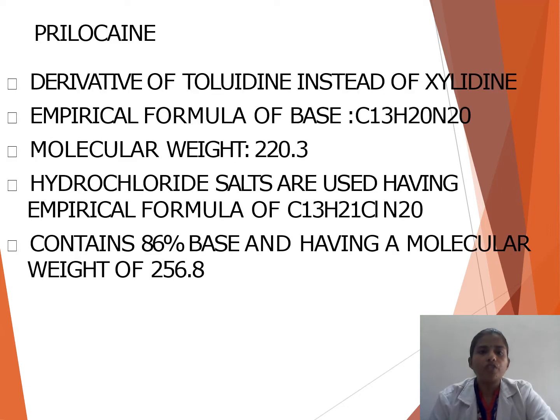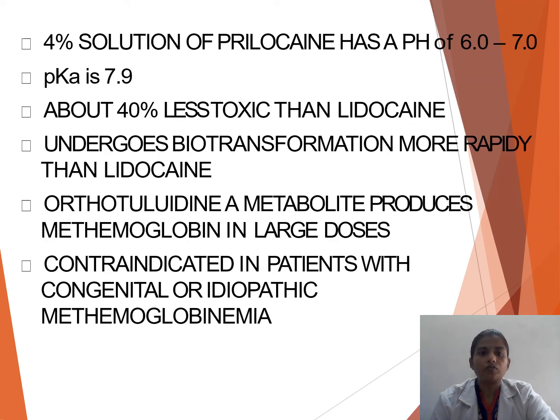Next, we are going to see about prilocaine. It is a derivative of toluidine instead of xylidine with the empirical formula of base C13H20N2O and a molecular weight of 220.3. When hydrochloride salt is used, having empirical formula C13H21ClN2O, it contains 86% base and has a molecular weight of 256.8. A 4% solution of prilocaine has a pH of 6 to 7 and a titration value of 7.9. It is about 40% less toxic than lidocaine.